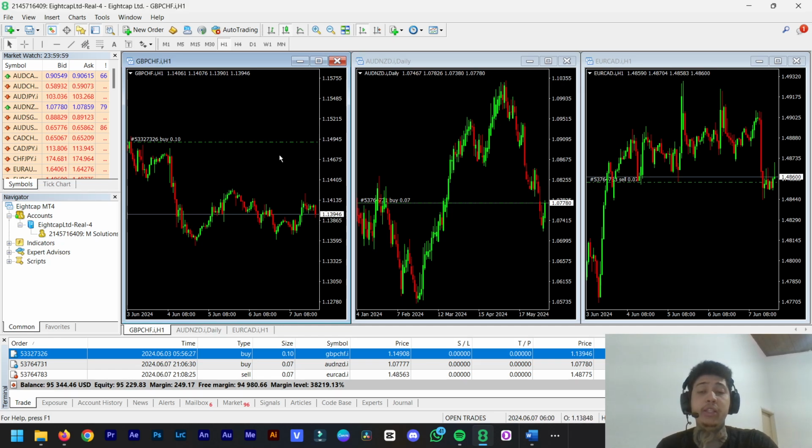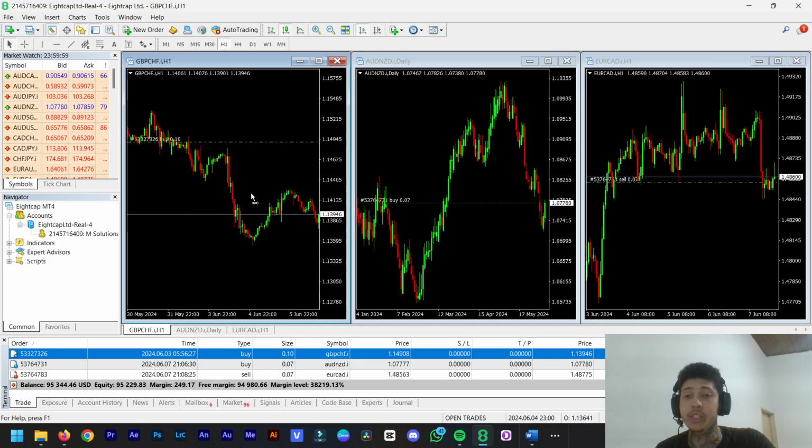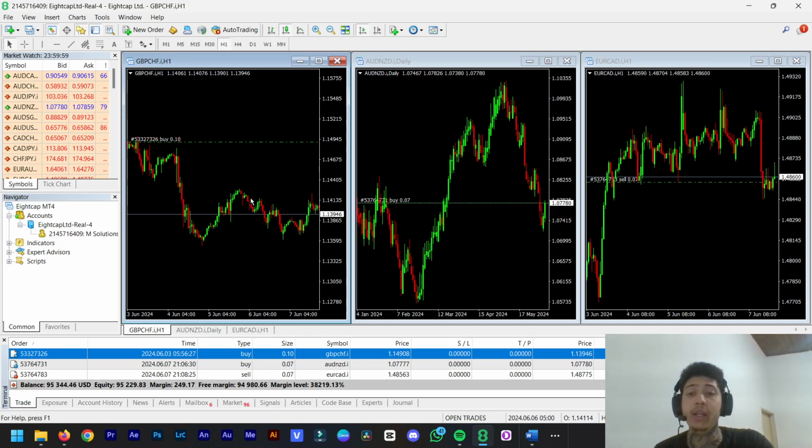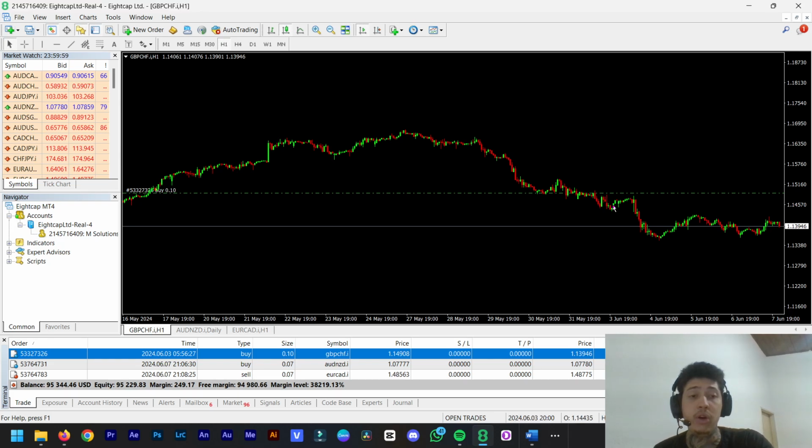But here is one perfect example of why you should diversify. So for example, if I bought GBP CHF at this level right here, 114.908, and then the chart goes down, and I only have this one trade right here, and then it goes all the way down here and it decreases my margin level, essentially I would be quote unquote stuck in this position.